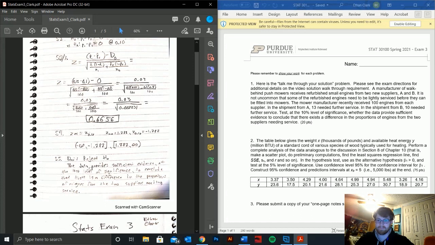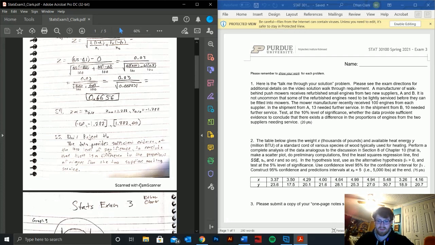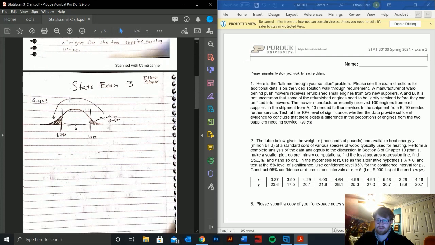null hypothesis, and then this here is just a paragraph you need to write. And here's my little graph, and our number is in here. If it was in these sections we would reject it, but since it wasn't, I did not reject it.